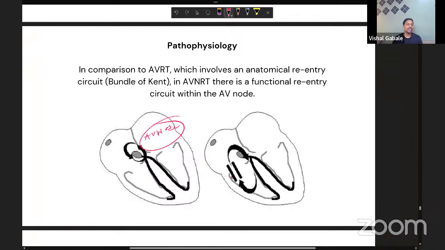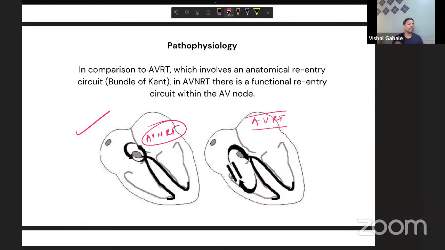And here you can see there is a circuit around the AV node. Therefore, it is AVNRT. And here there is a circuit between the atria and ventricles. Therefore, it is AVRT. Basically, there is a circuit around the AV node, that's why it's AVNRT. And there is a circuit around the atrioventricular connection with the help of an accessory pathway, and a circuit is developed. That's why it's AVRT.